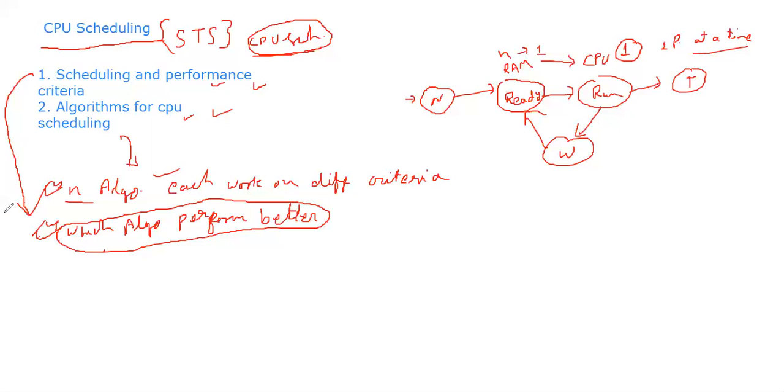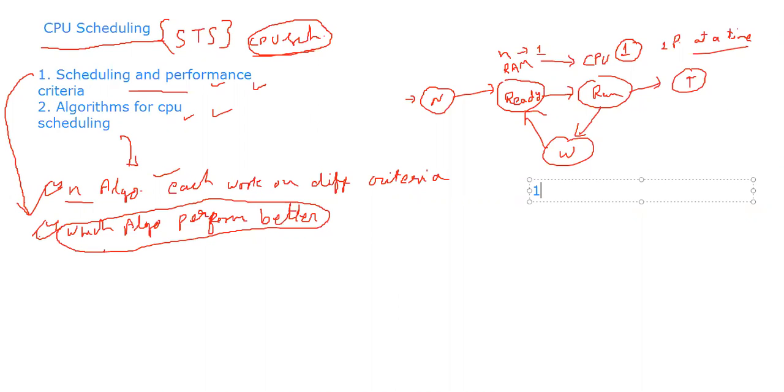So today we will focus on performance criteria, and then we will move into the algorithms for CPU scheduling. Now, let's see what different criteria we use to monitor any performance.